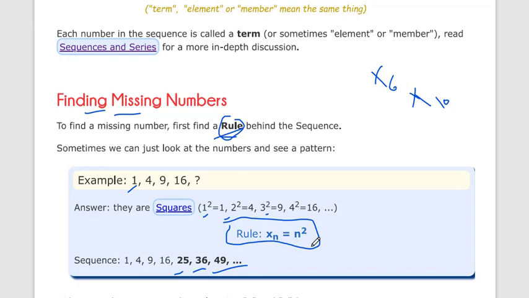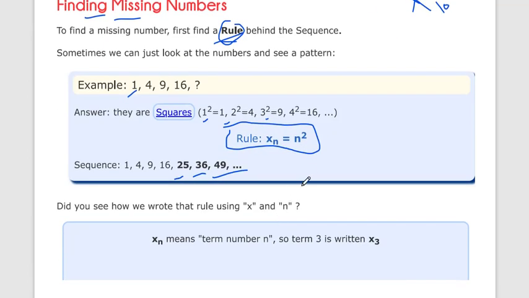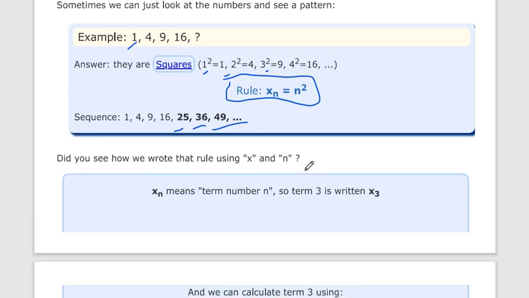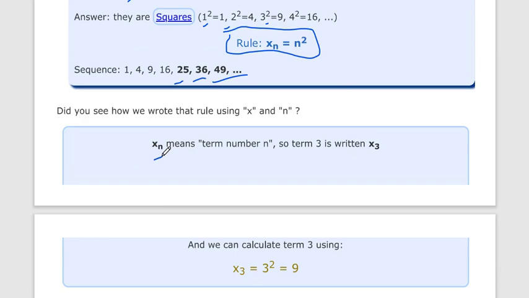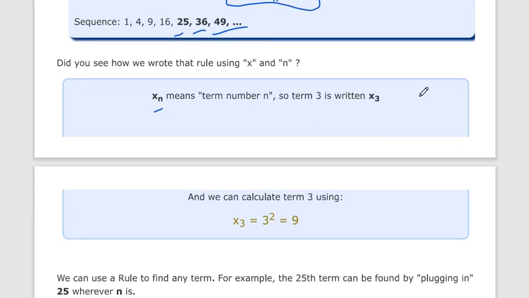So this is a basic sequence, and just by looking at the numbers we can see the pattern of this sequence and find the rule. But for different types of sequence, we have different methods to find the rule. They have given xn, which means term number n, so we already know what xn is and what x3 is.